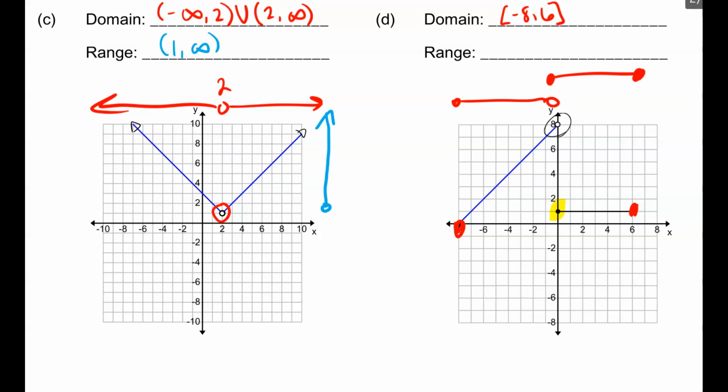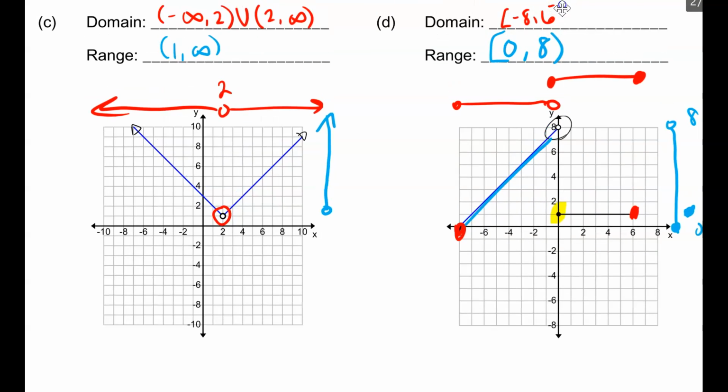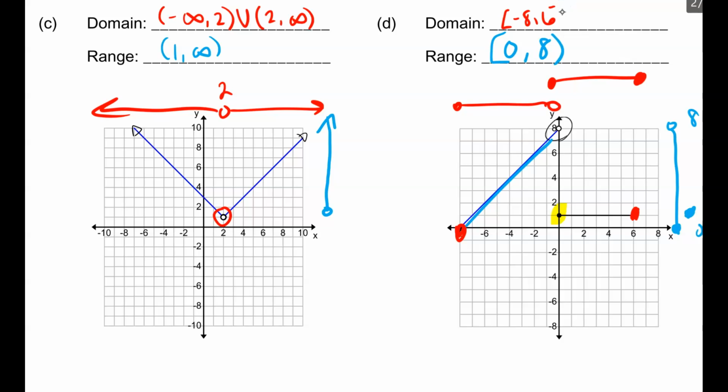I can still plug in x equals 0 and find a y value. And then my range. Okay, so I see I have a hole up here. I go all the way down, and then I have a filled circle, so that's this left one. And then I have a filled circle here. So I have this number line. I'm going from 8 down here to 0. So left to right, smallest to biggest, I'm going from 0. I include 0, and then up to 8. But I don't want to include 8, so I draw that parenthesis.